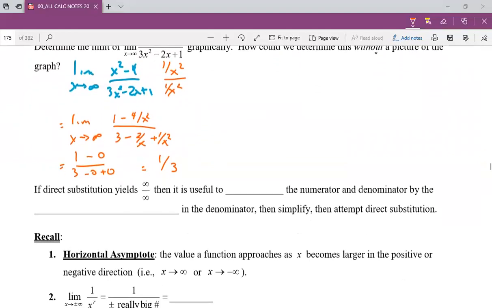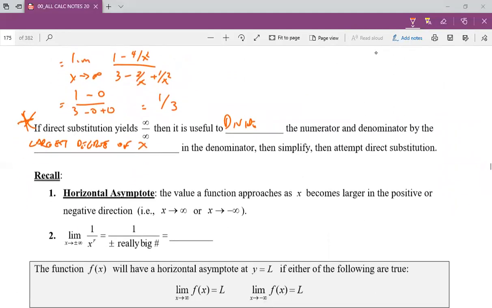So kind of an important piece to remember is if our direct substitution yields infinity over infinity, then our step is going to be to divide numerator and denominator by the largest degree of x in the denominator, then simplify and attempt direct substitution. So we've kind of seen this before.